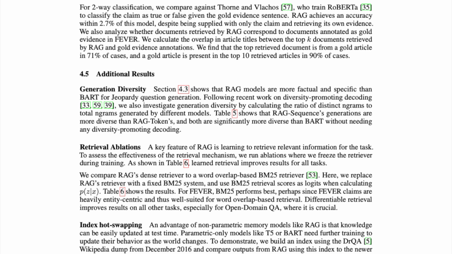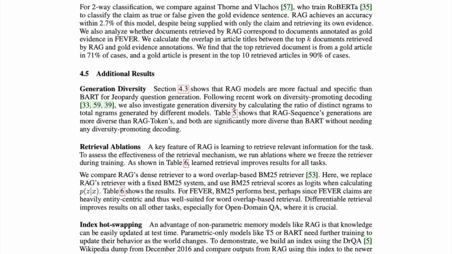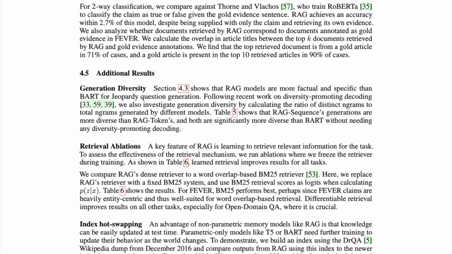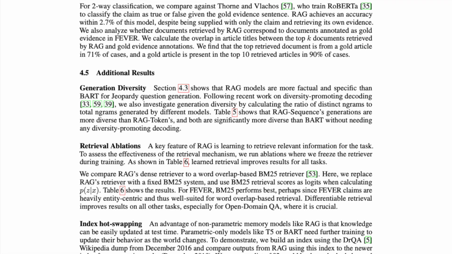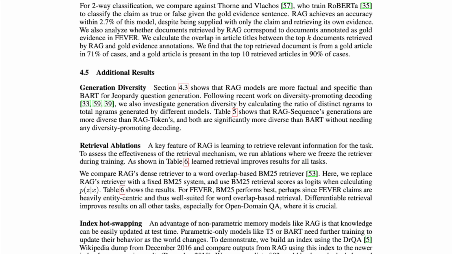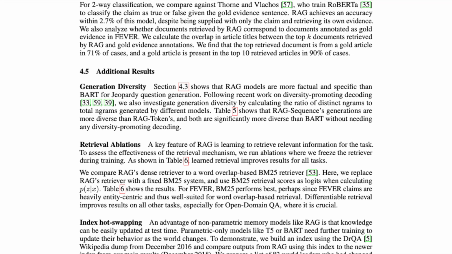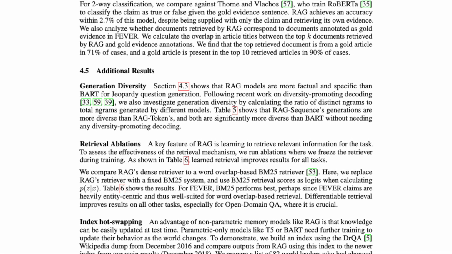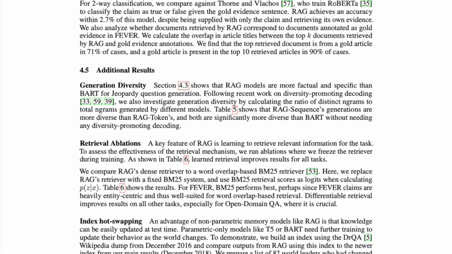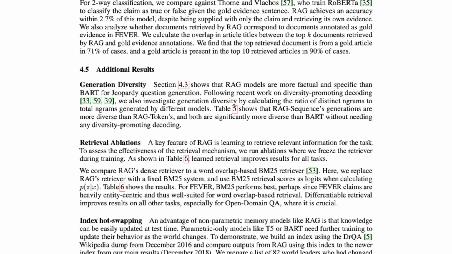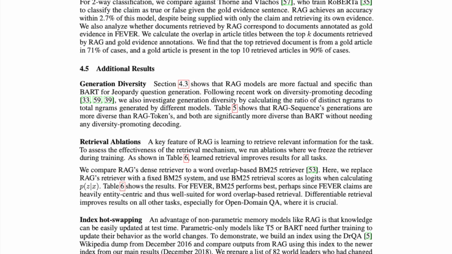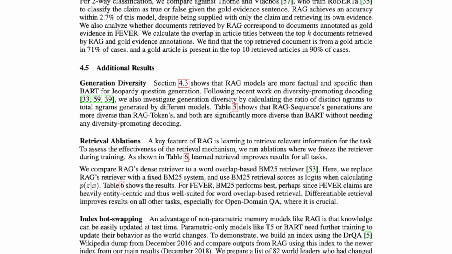For two-way classification, we compare against Thorne and Vlachos, who train RoBERTa to classify the claim as true or false given the gold evidence sentence. RAG achieves an accuracy within 2.7% of this model, despite being supplied with only the claim and retrieving its own evidence. We also analyze whether documents retrieved by RAG correspond to documents annotated as gold evidence in FEVER. We calculate the overlap in article titles between the top K documents retrieved by RAG and gold evidence annotations. We find that the top retrieved document is from a gold article in 71% of cases, and a gold article is present in the top 10 retrieved articles in 90% of cases.